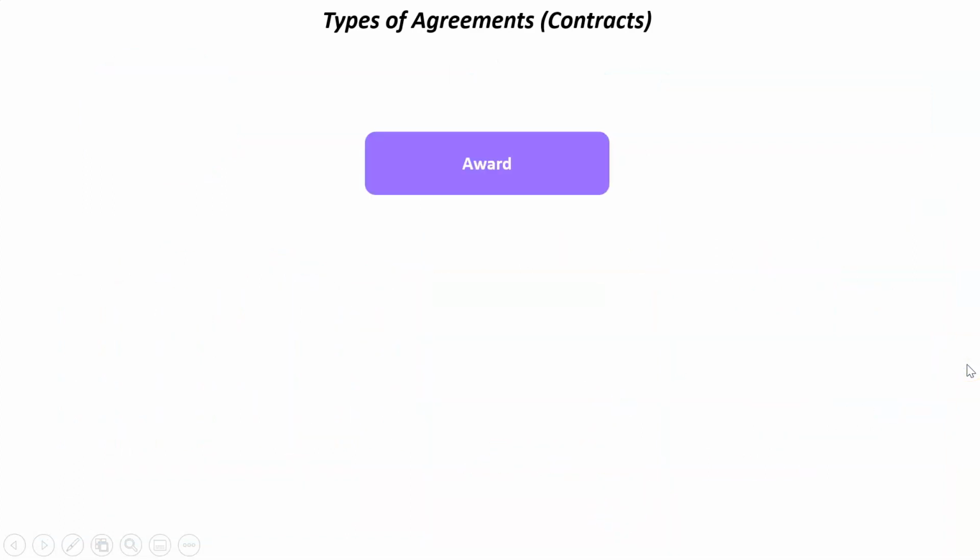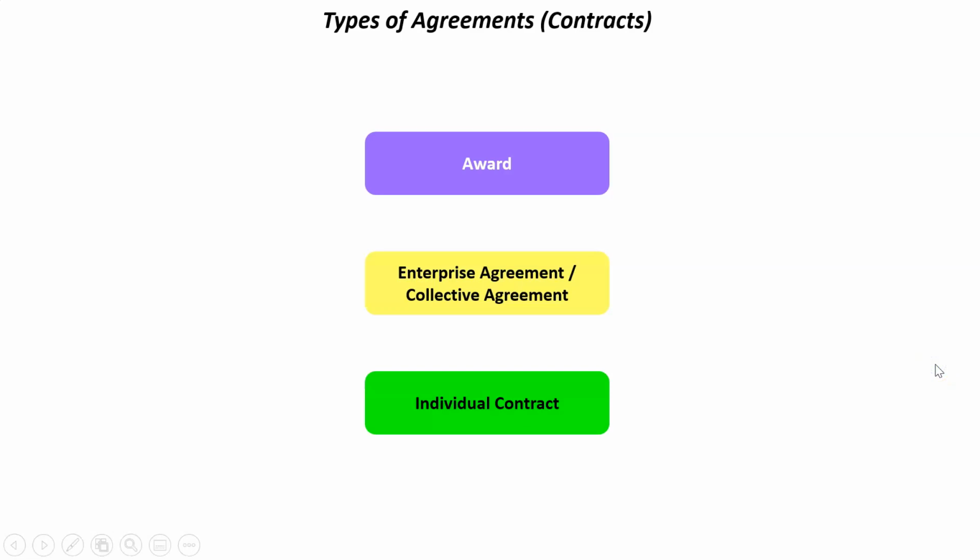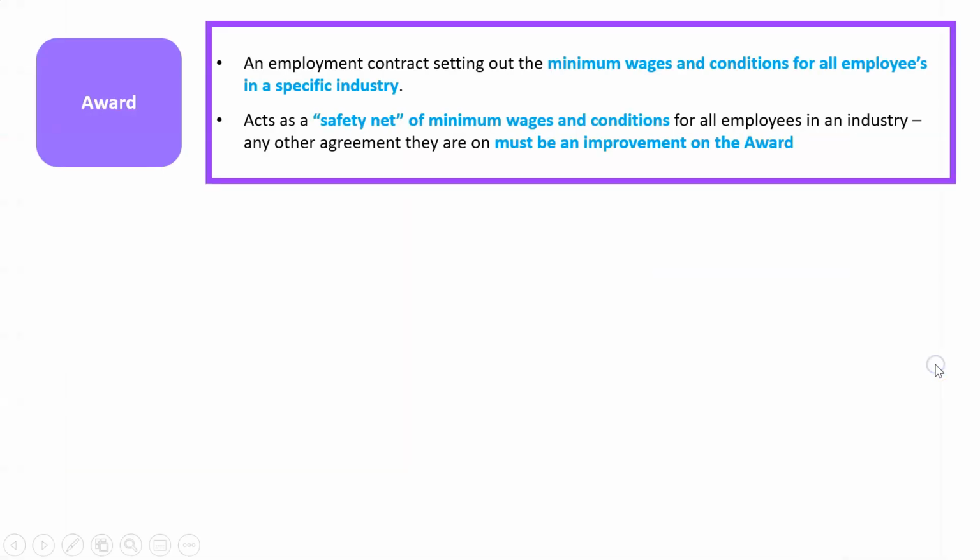So then we're left with three types of contracts. Awards, or you might say the term modern award, same thing. Enterprise agreement, collective agreement, same thing. And individual contract. So let's look at each.